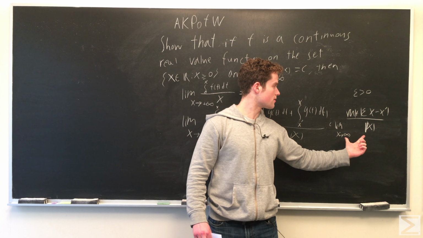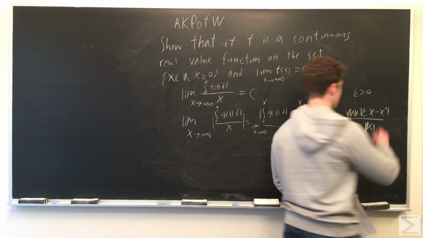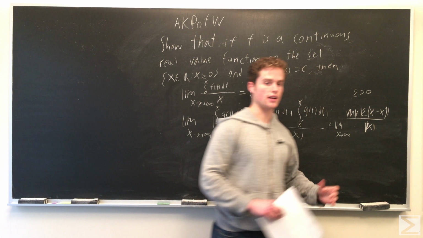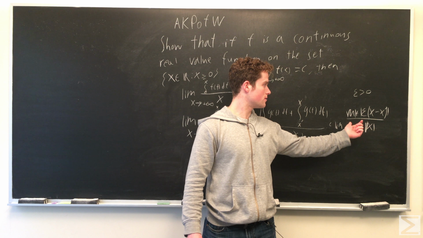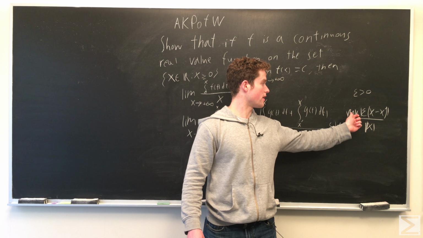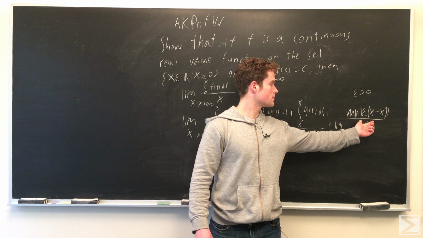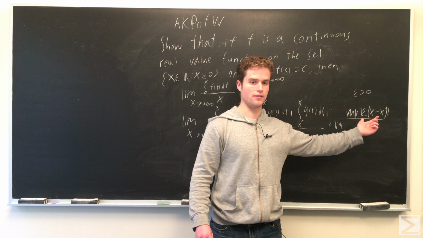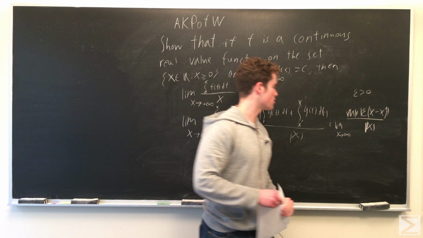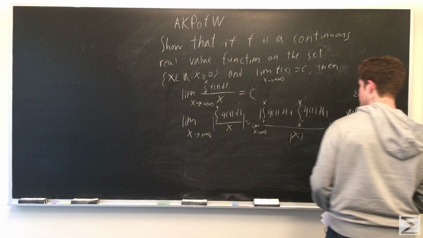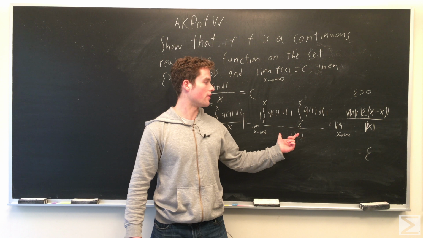And note that this limit on the right is the absolute value of m plus epsilon times x minus x prime, over the absolute value of x, which is just x because we're going to plus infinity. Note that the absolute value of m over x goes to 0 as x goes to infinity because m is fixed. And epsilon times x minus x prime over x just goes to epsilon. So this is bounded above by epsilon.